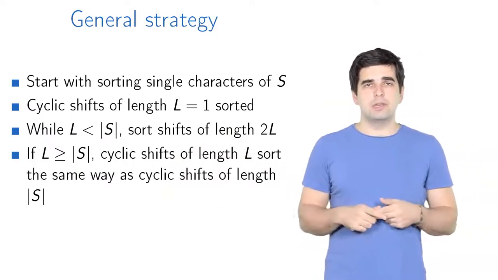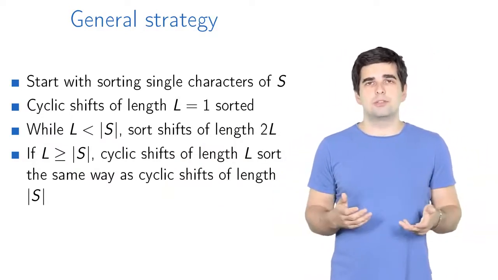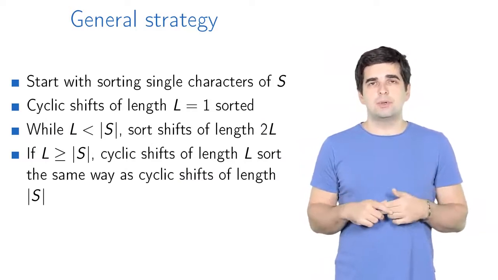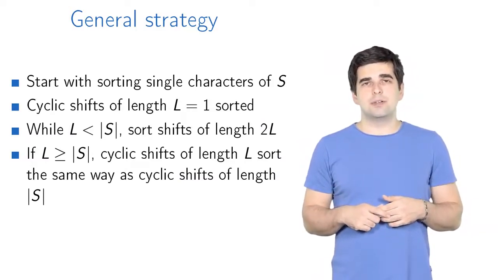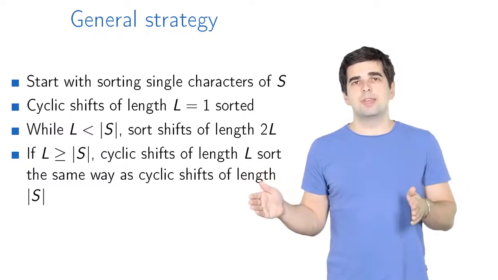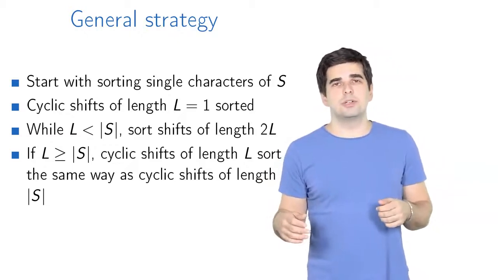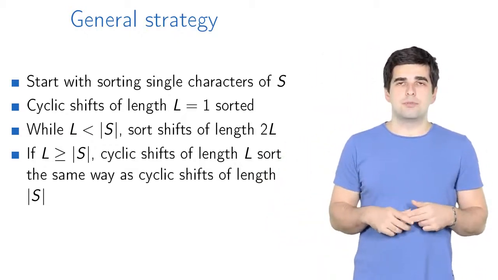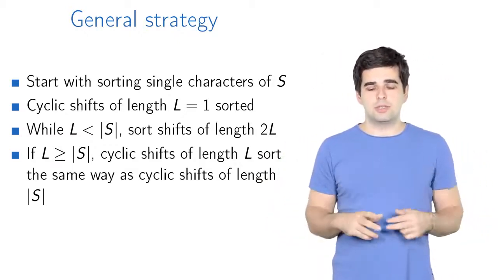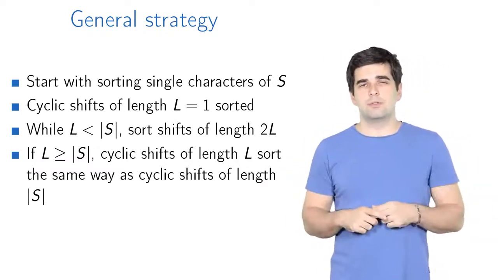And at some point, L will be greater than or equal to the length of the initial string S. And then we will have sorted the cyclic shifts of length greater than or equal to the length of the initial string, and the order of those cyclic shifts is the same as the order of the full cyclic shifts of the initial string. So this is the general strategy for how we'll build the suffix array of the string.